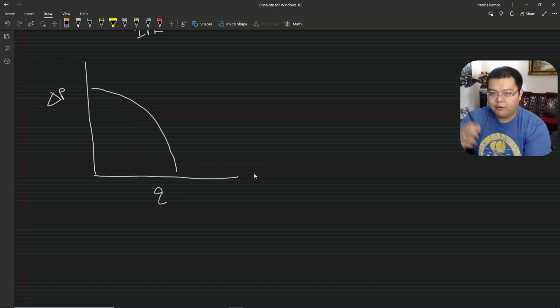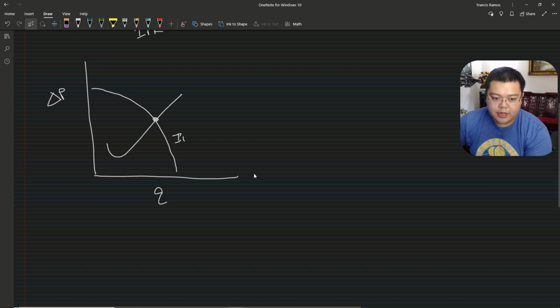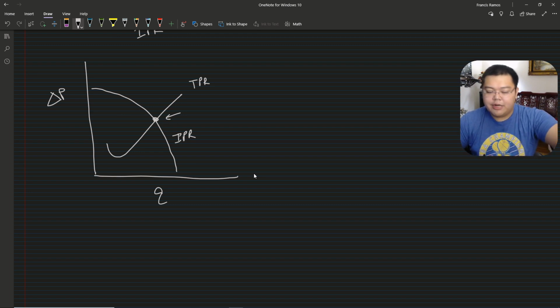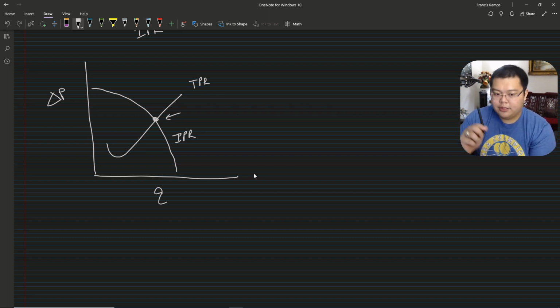Our tubing performance relationship will look something like this. This would be your IPR. This, to be clear, is your TPR. And this point right over here is the most optimal point that you want to operate at. This is the part where I was talking about directing traffic and getting rid of it. This point is the pressure drop that we want to operate at and the flow rate that we want to operate at.